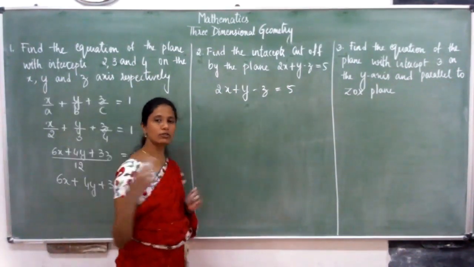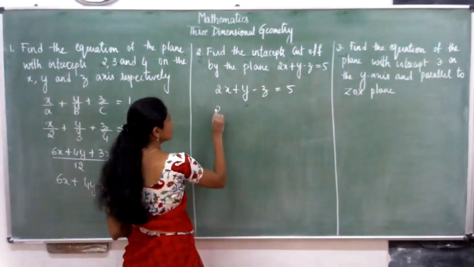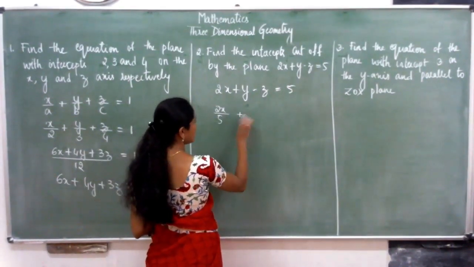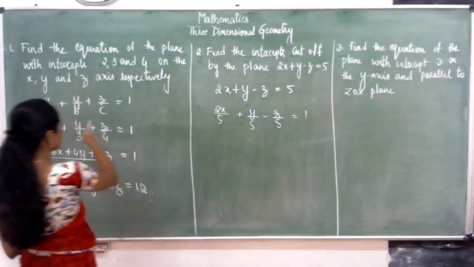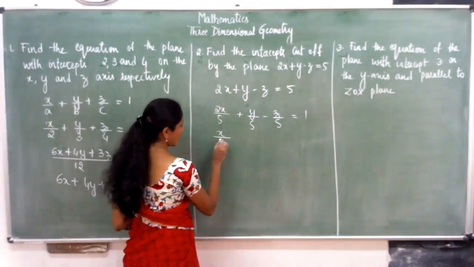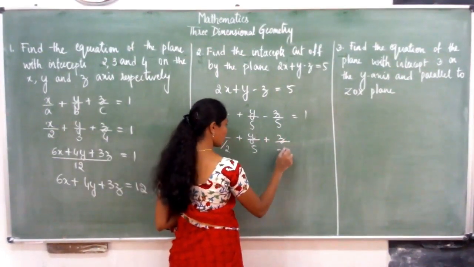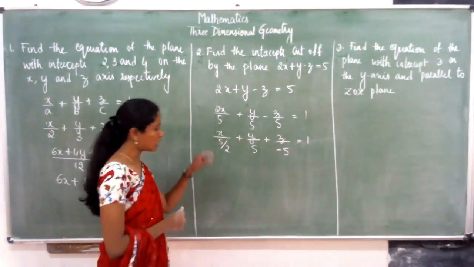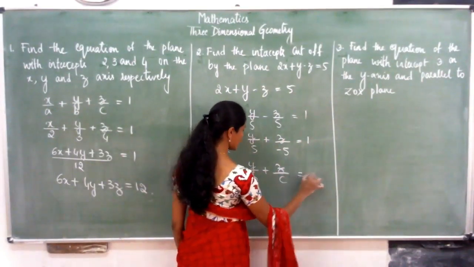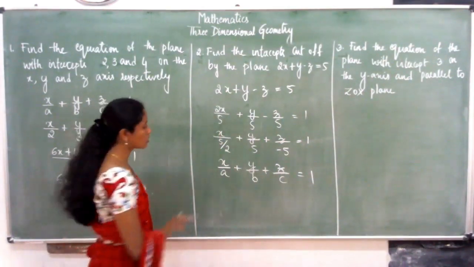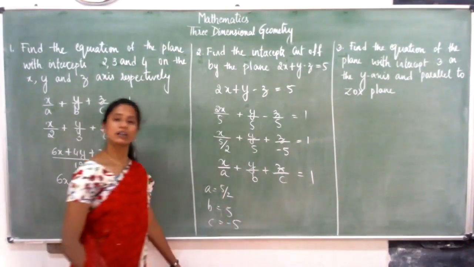In order to reduce it to the form x by a plus y by b plus z by c is equal to 1, I divide the entire equation by 5. So dividing by 5, I get 2x by 5 plus y by 5 minus z by 5 is equal to 1. Next, I write it as x by 5 by 2, plus y by 5, plus z divided by minus 5 is equal to 1. Now this is reduced to the form x by a plus y by b plus z by c is equal to 1. Now you can say what the intercepts cut off are. That is, the value of a is 5 by 2, b is 5 and c is minus 5.